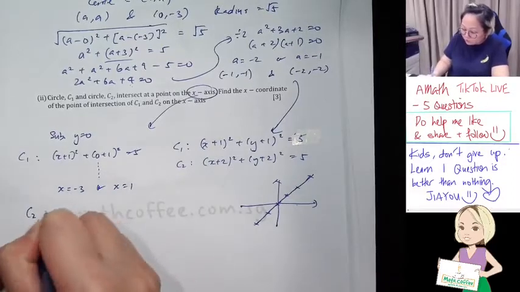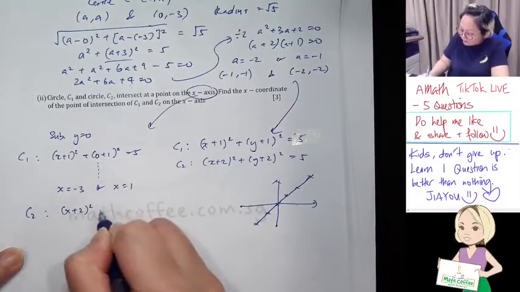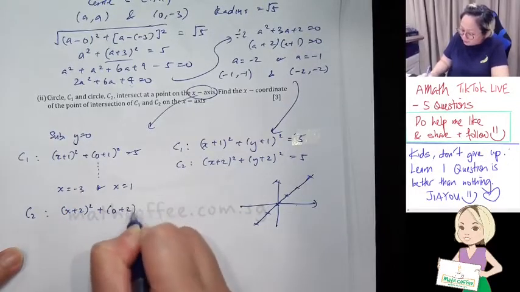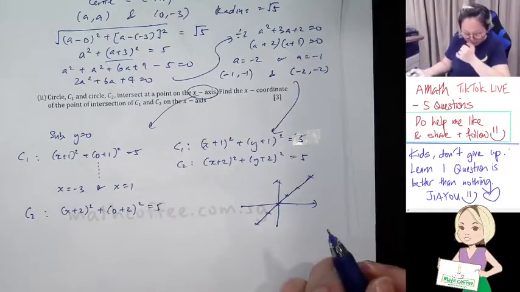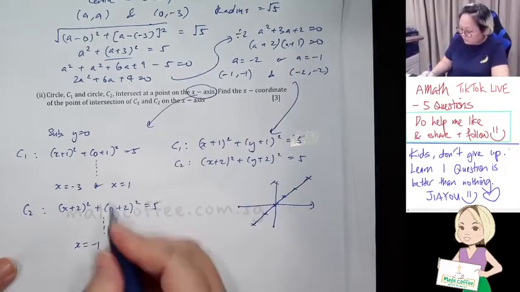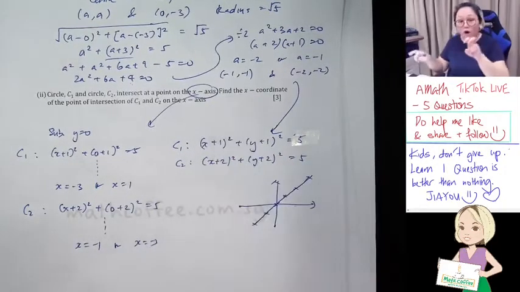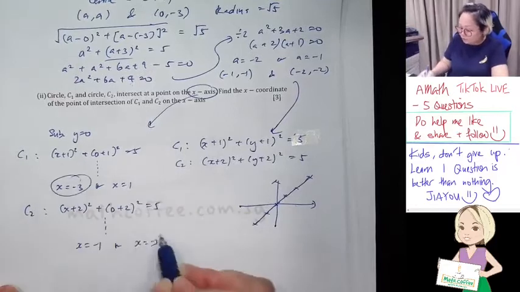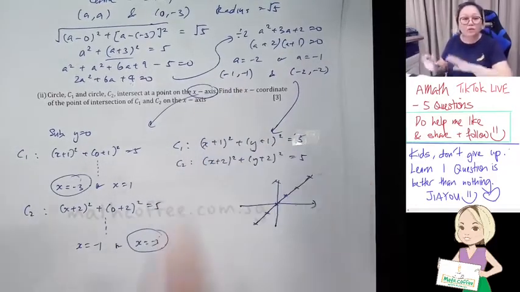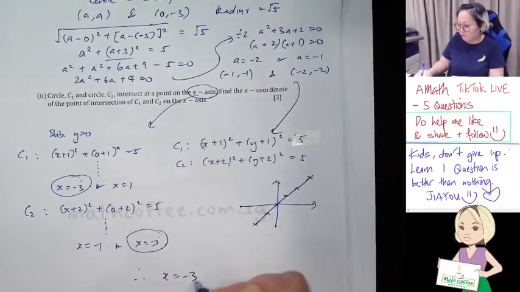Then for C2, when I sub it in, it will be x plus 2 square plus 0 plus 2 square equals to 5. And then when you solve it you will get x equals to negative 1 or x equals to minus 3. And because it is a common point, so we are talking about x equals to minus 3. So in this case, they don't need the full point. They only ask for the x coordinate. So you will say, therefore, x equals to minus 3.